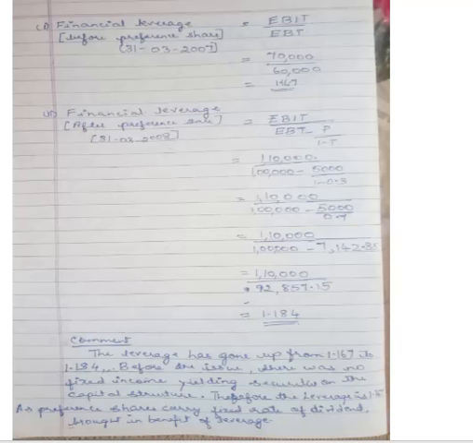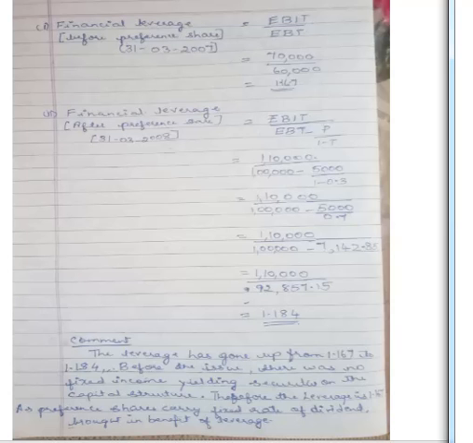So this is a problem under financial leverage. Remember there are two formulas: one without preference shares, one with preference shares. Prepare the income statement, calculate EBIT, EBT. If there are preference shares, use the other formula. If there are no preference shares, use EBIT divided by EBT.